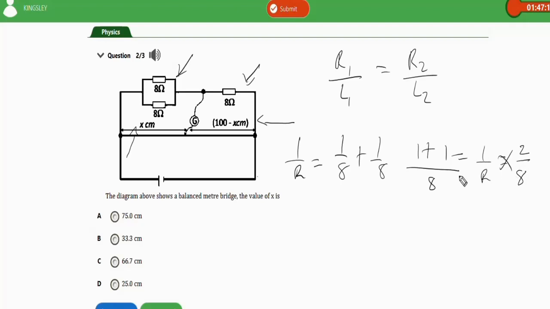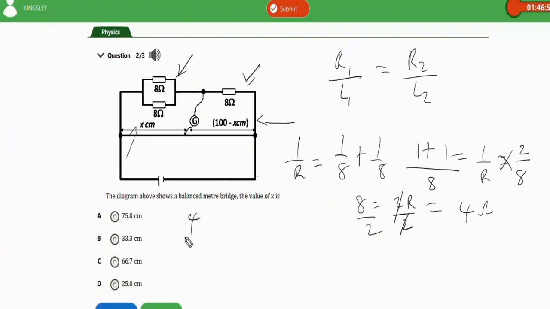So when you cross multiply, you're going to have 8 equals 2R, divide both sides by 2. So the sum of the resistors in parallel will be 8 divided by 2 to give you 4 ohms. So our R1 is what? 4 ohms. So at this juncture, let's plug it in the formula.